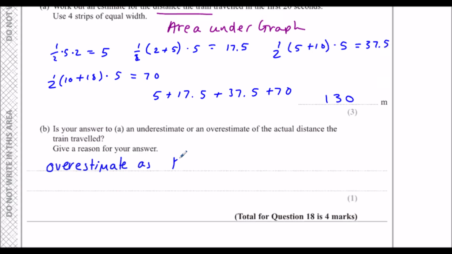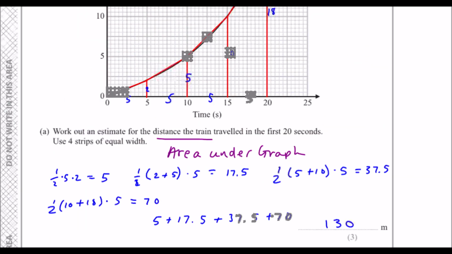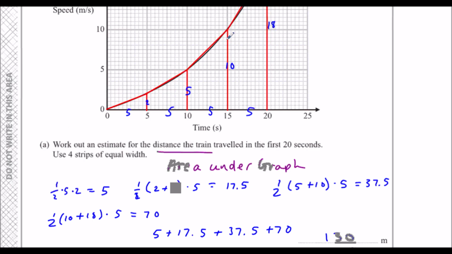So it is an overestimate as the trapeziums, or the straight lines I've drawn, either of those, go above the actual curve. So the area under the trapeziums is more than the area under the curve because they go above the line.